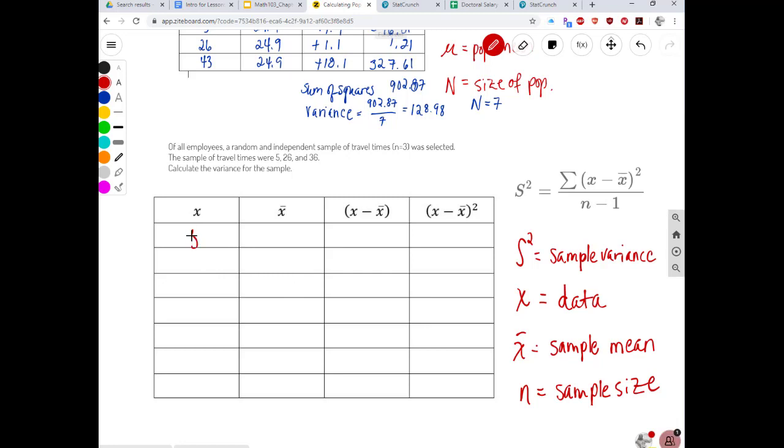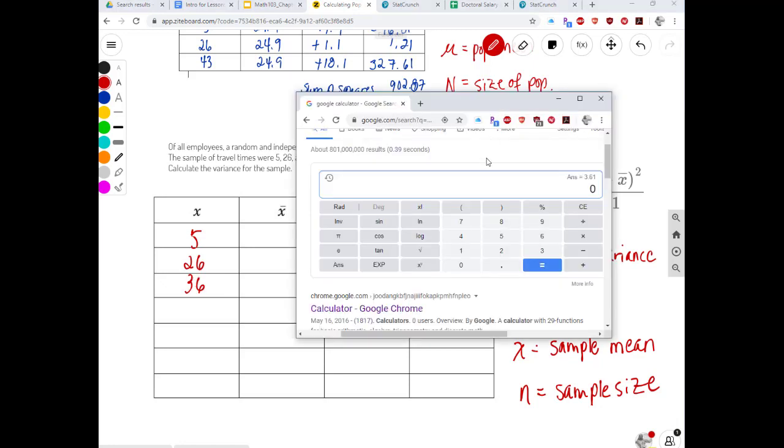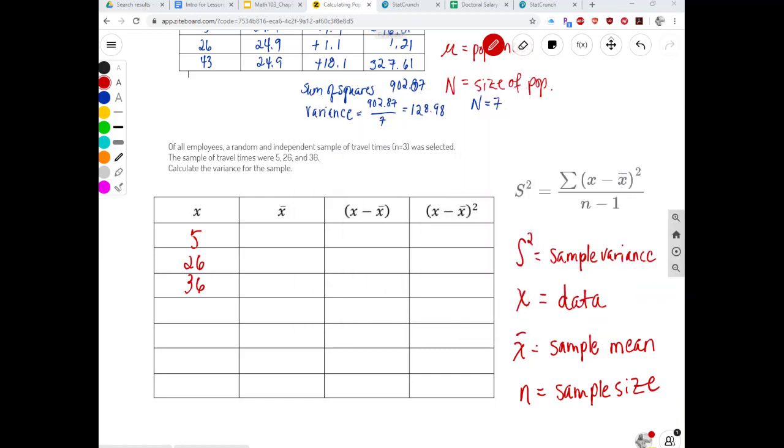Okay, so here let's write down all my X's. So here I have 5, 26, and 36. Great. So let's find the mean for these 3 pieces of data. So I've got 5 plus 26 plus 36, and I'm going to go ahead and divide by 3, and I get 22.3. So I'm just going to go ahead and say 22.3.